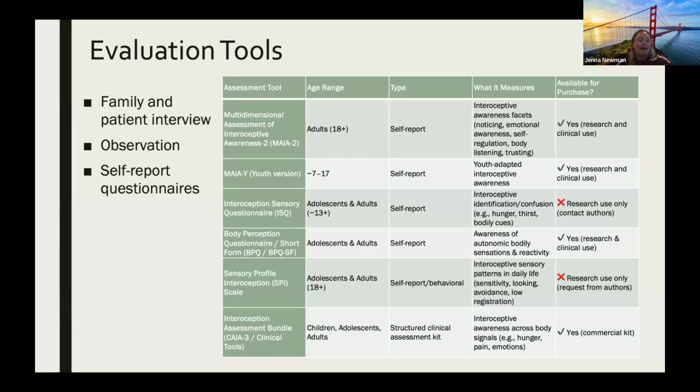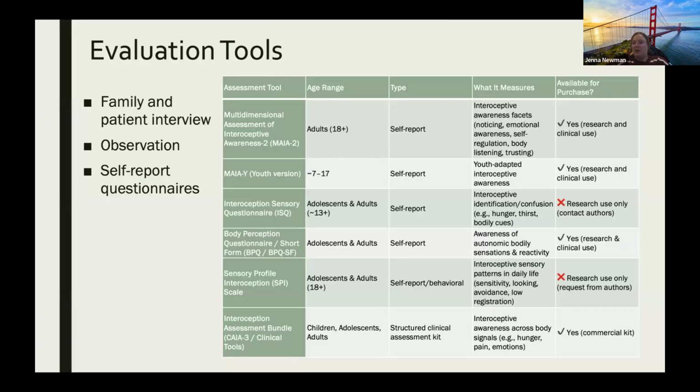In this chart, I've listed the interoceptive evaluation tools that are most often used in research and in practice. Some of them are available currently for use, and others remain in the research process, awaiting finalized standardization. So I'm going to go over the current tools that are available. The first is the Multidimensional Assessment of Interoceptive Awareness 2, the MAIA. This tool is currently used for individuals aged 18 and older.